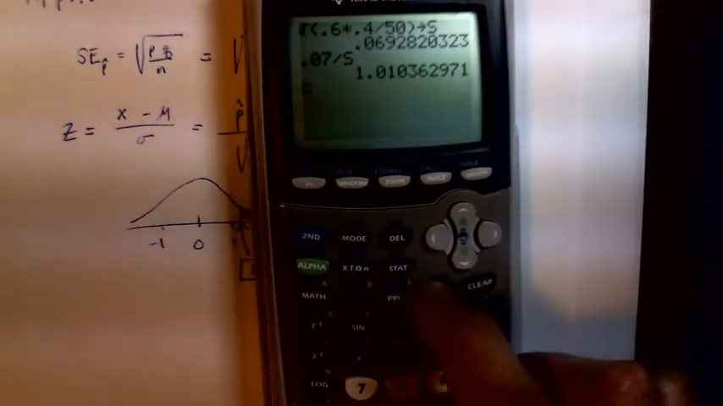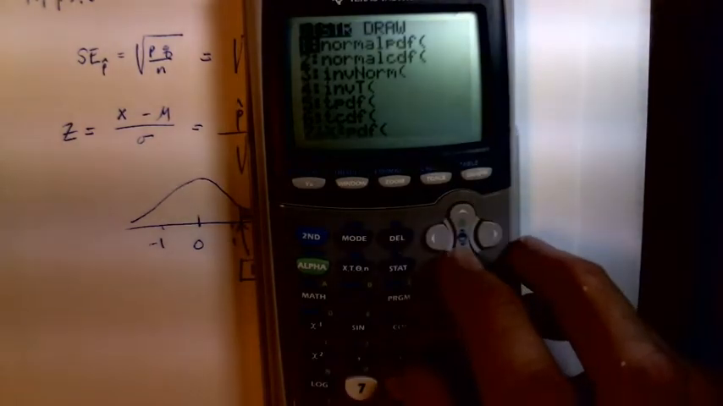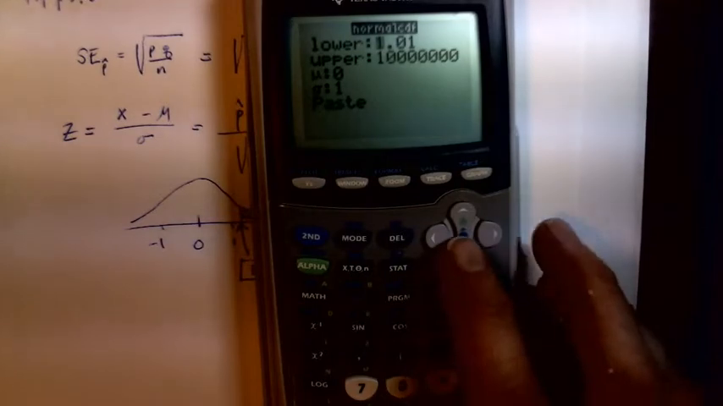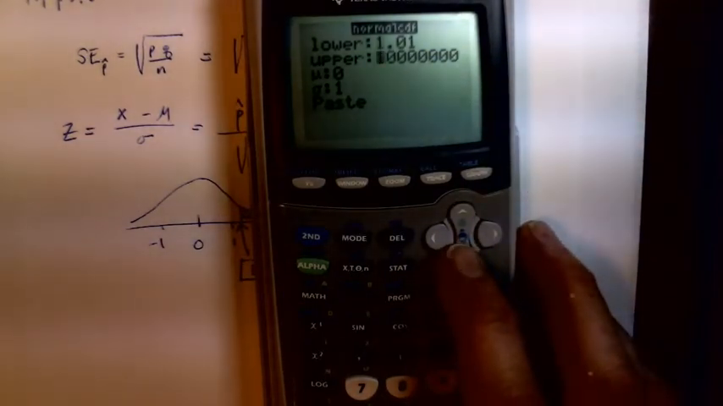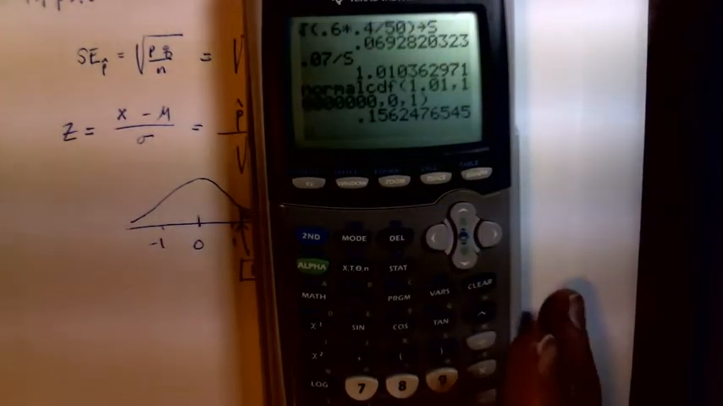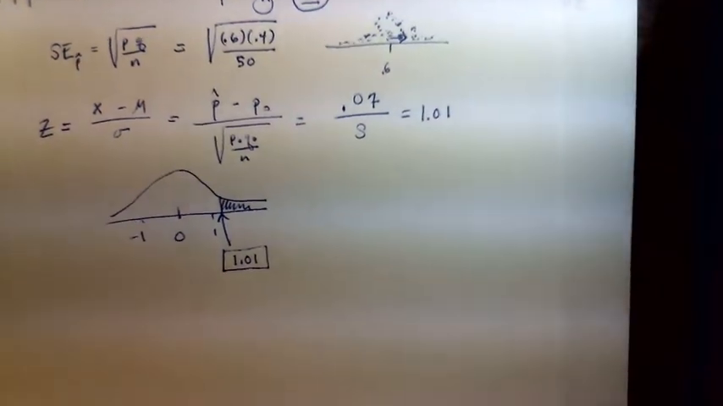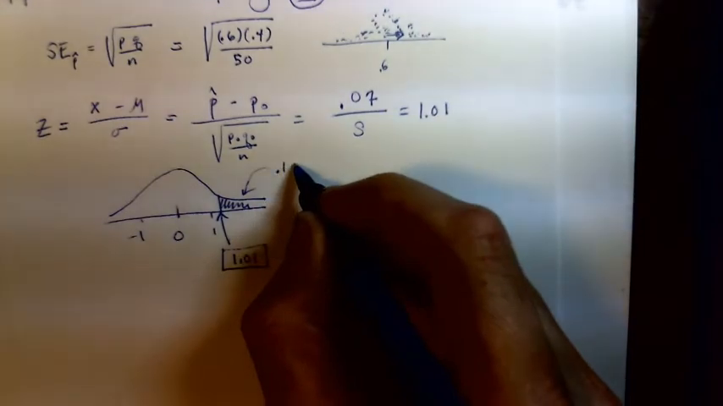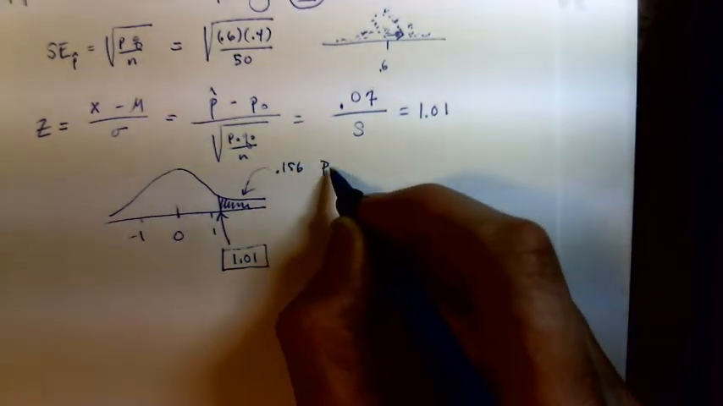We go second, distributions. We go down to normal CDF. 1.01 is our lower bound. Our upper bound is infinity. The mean is 0. The standard deviation is 1. Paste that in there and see what that works out to be. That works out to be 15.6%. So this area right here is 0.156. That's our p-value.